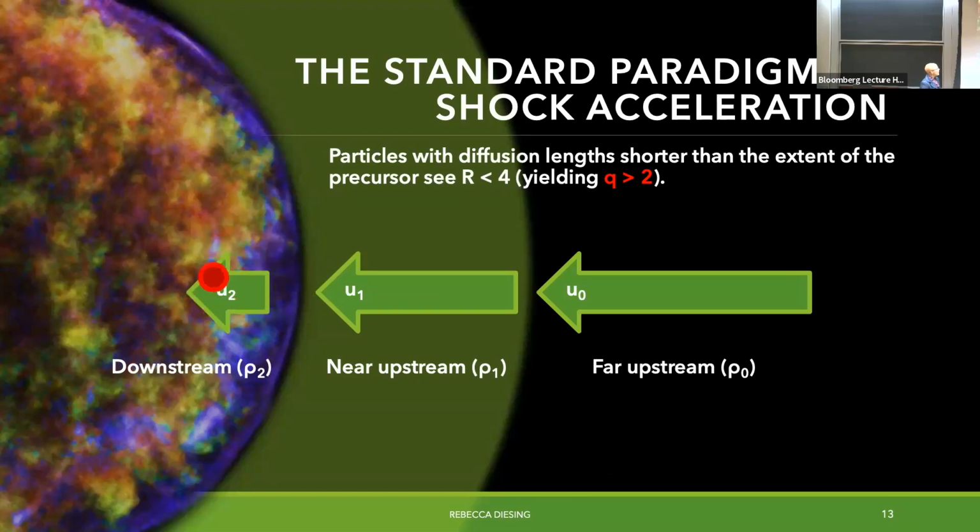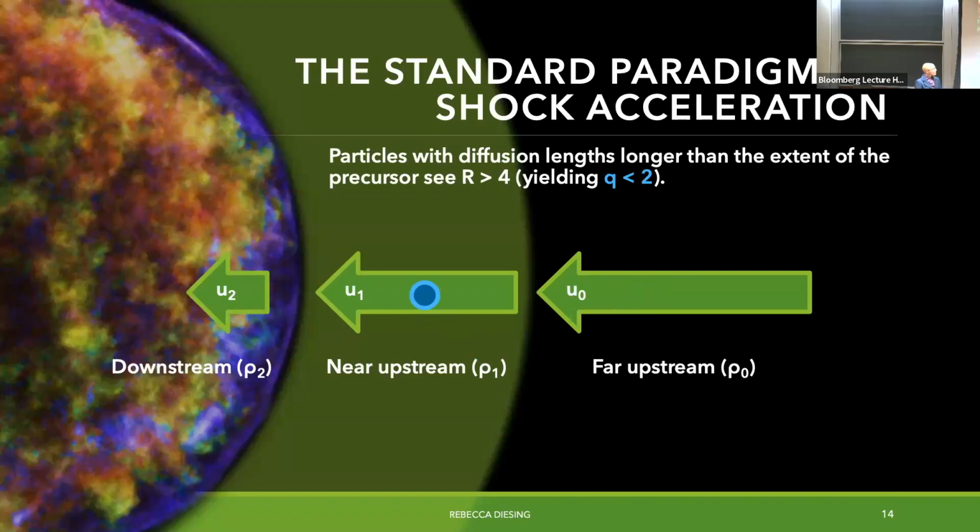Let's say that you have a particle with relatively low energy. So it has a smaller diffusion length. It's only probing the region from the downstream to the near upstream. This particle is going to see a relatively small compression ratio because it's not seeing the full one from the downstream to the far upstream. And if you look at that relationship that we had earlier, if you probe a smaller compression ratio, you're going to have a spectrum that is steeper than E to the minus 2, so q greater than 2.